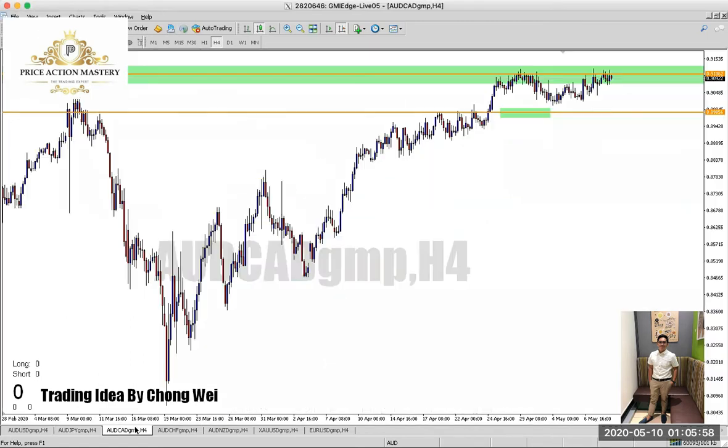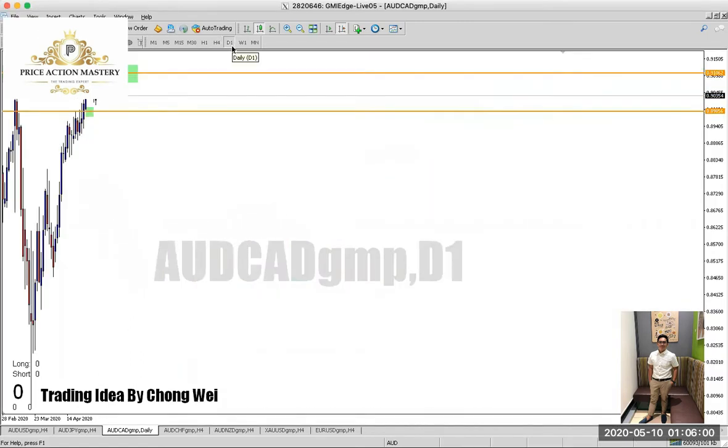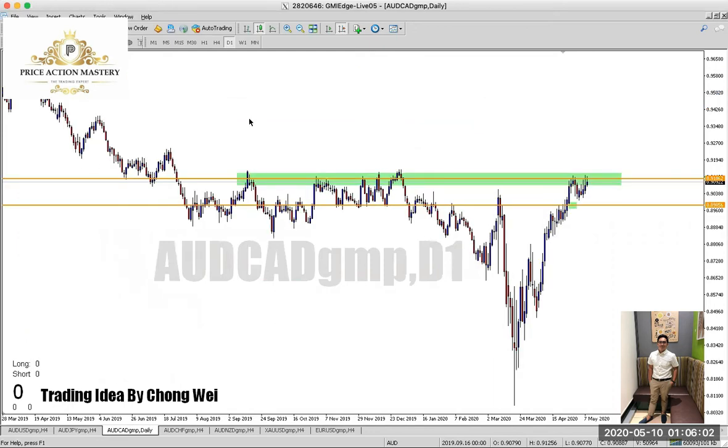Next will be Aussie CAD. Let's look into the daily chart to see what's happening. Aussie CAD already reached a potential reversal zone. What I'm saying is, the seller will push it down, then we can look for a buy opportunity. But if a setup forms, the market can drop below and go down. But currently we're still seeing buy for Aussie CAD.